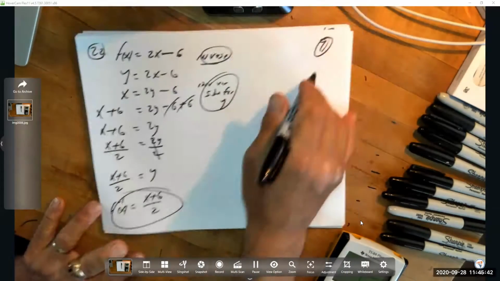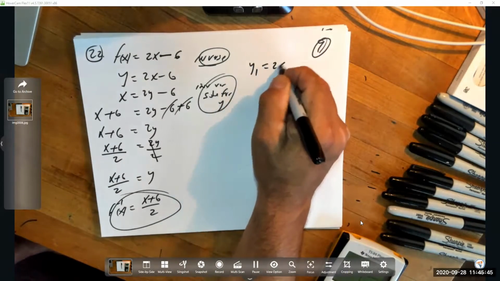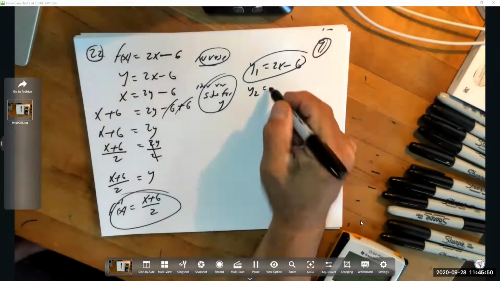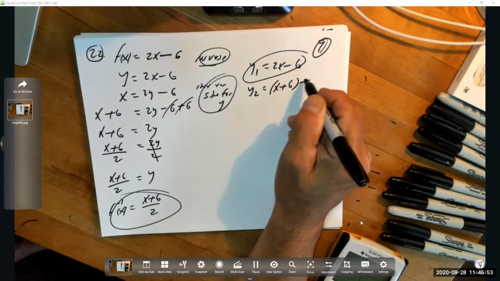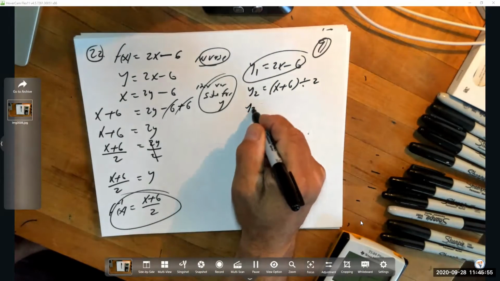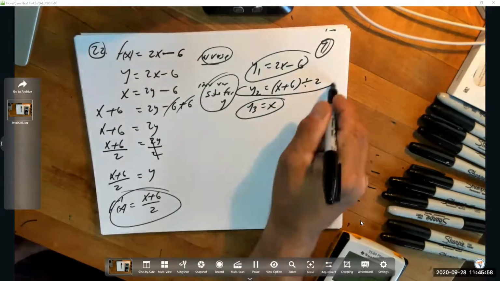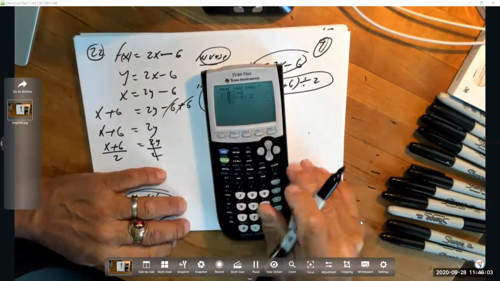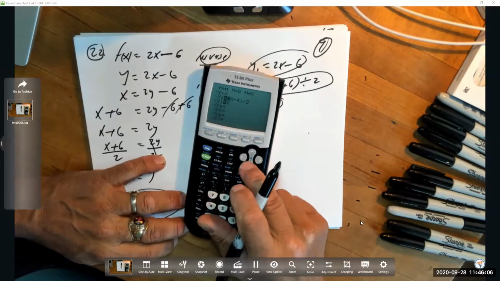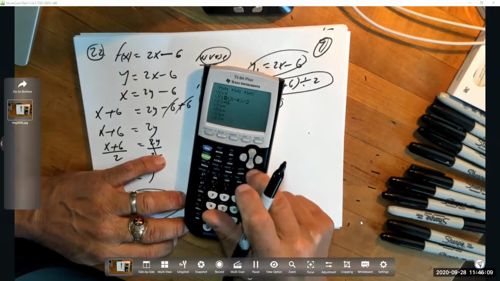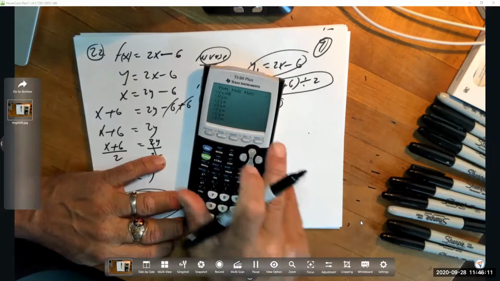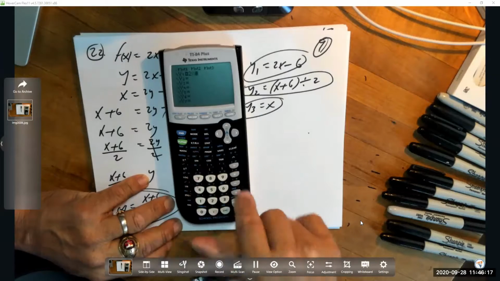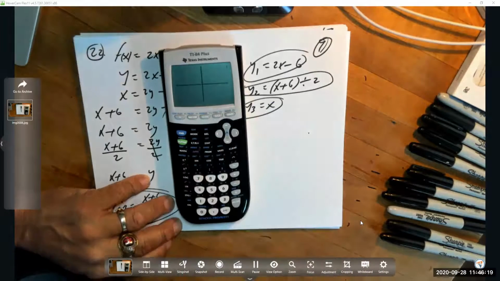So now we're going to graph three things. y1 is going to be 2x minus 6. y2 is going to be x plus 6 divided by 2. And y3 is going to be just the regular x. So we're going to have those three things right there. Ready? So I'm going to draw it on my machine. Go back to y and clear all this. Okay, back to 1. So 2x minus 6, let me put that in there, hit graph.